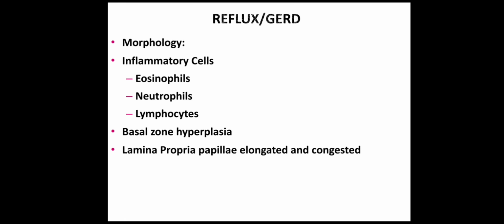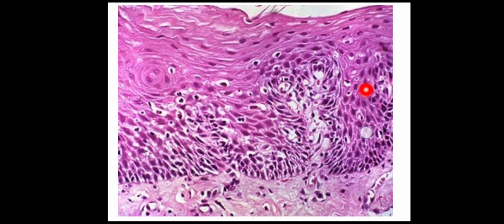Morphology wise, the microscopic picture will mostly be composed of a non-keratinized stratified squamous epithelium showing inflammatory cells intraepithelially. We can see eosinophils, lymphocytes as well as neutrophils in the epithelium. In the mucosa of the esophagus and submucosally, inflammatory cells will also be seen. So this is a feature of esophagitis, which is inflammation of the esophagus.